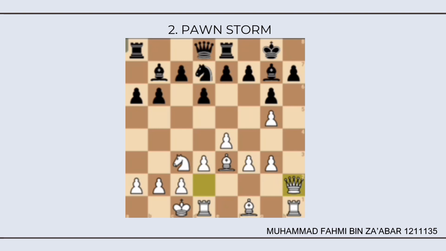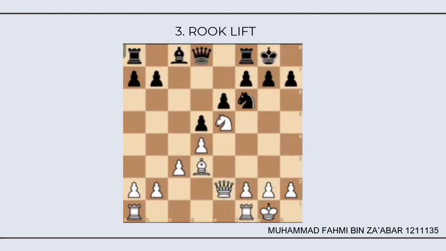And this is how the pawn storm middle game strategy works. So the next middle game strategy is the rook leaf. Most players consider that the rook is powerful only in the endgame, but there are some potent strategies to utilize it in the early middle game as well.